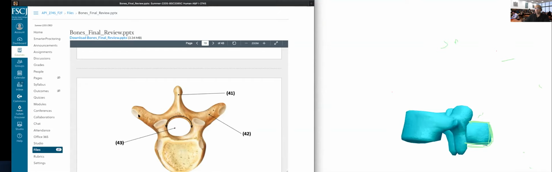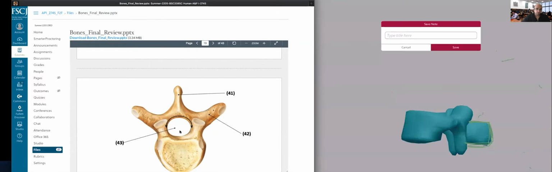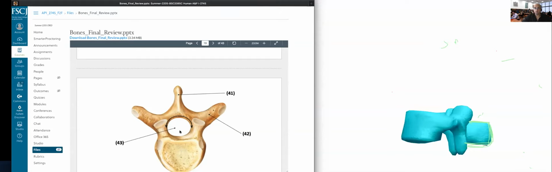Spinous process. How about this one? Number 42 here. Transverse process. How about this hole down here? Vertebral foramen. It's very important to test yourself. Make sure you test yourself, because if you don't know the information while you're testing yourself at home, you won't know it on the exam.